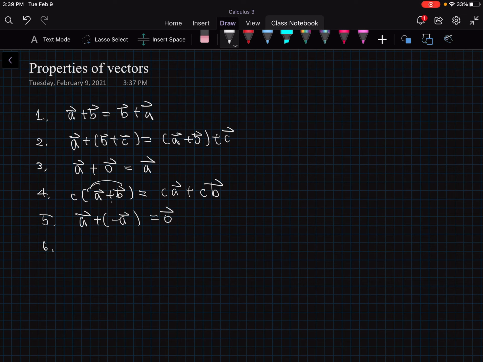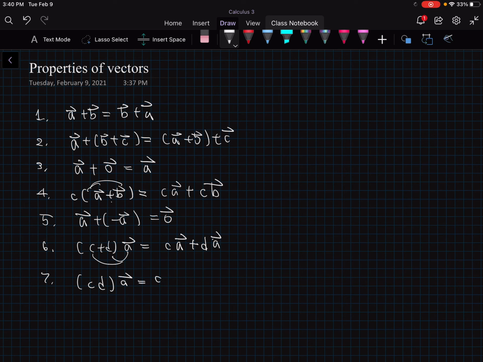Number 6. All right. So the distributive property works both ways. You can combine the two constants first, or you can distribute the constant to the vectors. You add the result together. They are the same. And then the associative property with the scalar multiplications as well.